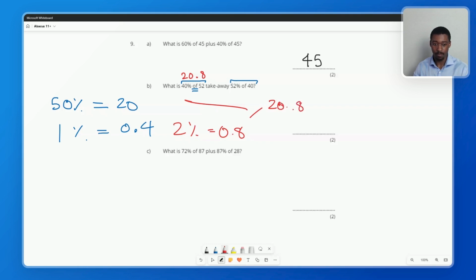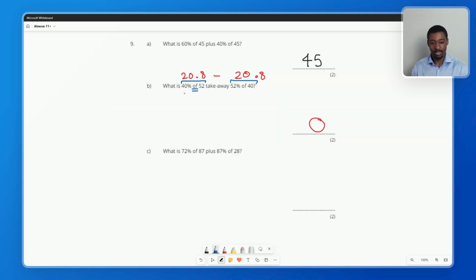20.8. So now we have 40% of 52 take away 52% of 40, which actually ends up being 20.8 minus 20.8, which equals 0. Now, you may have noticed the interesting fact that 40% of 52 is the same thing as 52% of 40. But if you go through the fractions and turn it all into maths, it should make sense pretty soon why that is always the case. But for now, let's move on to C.